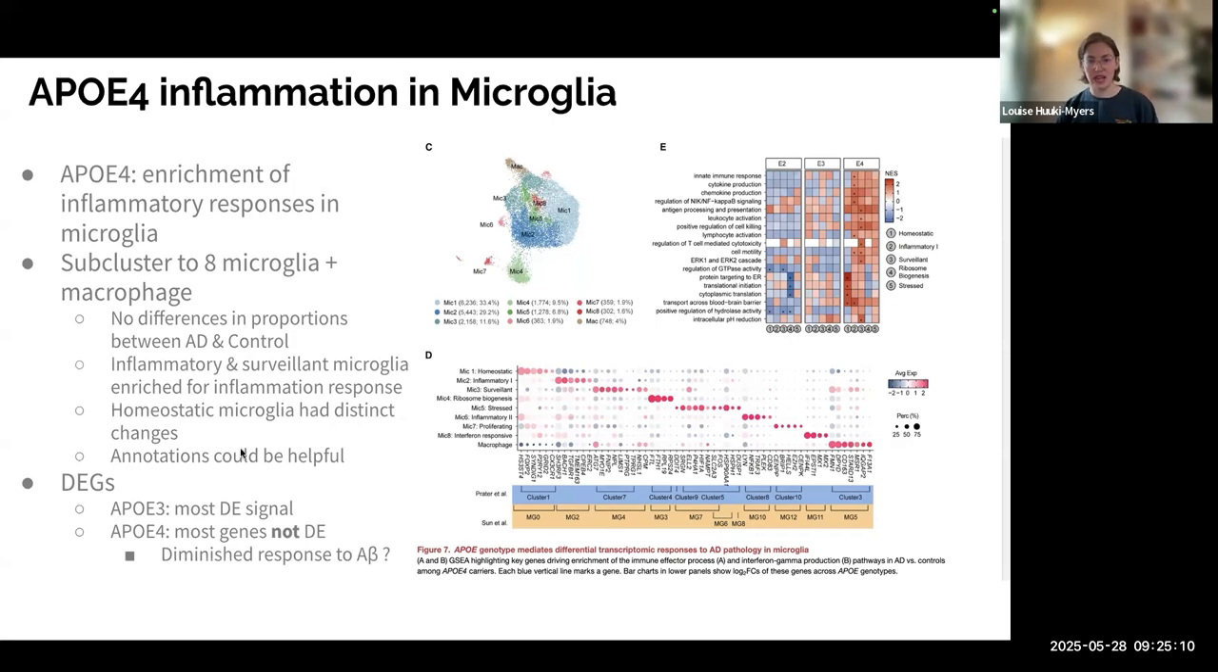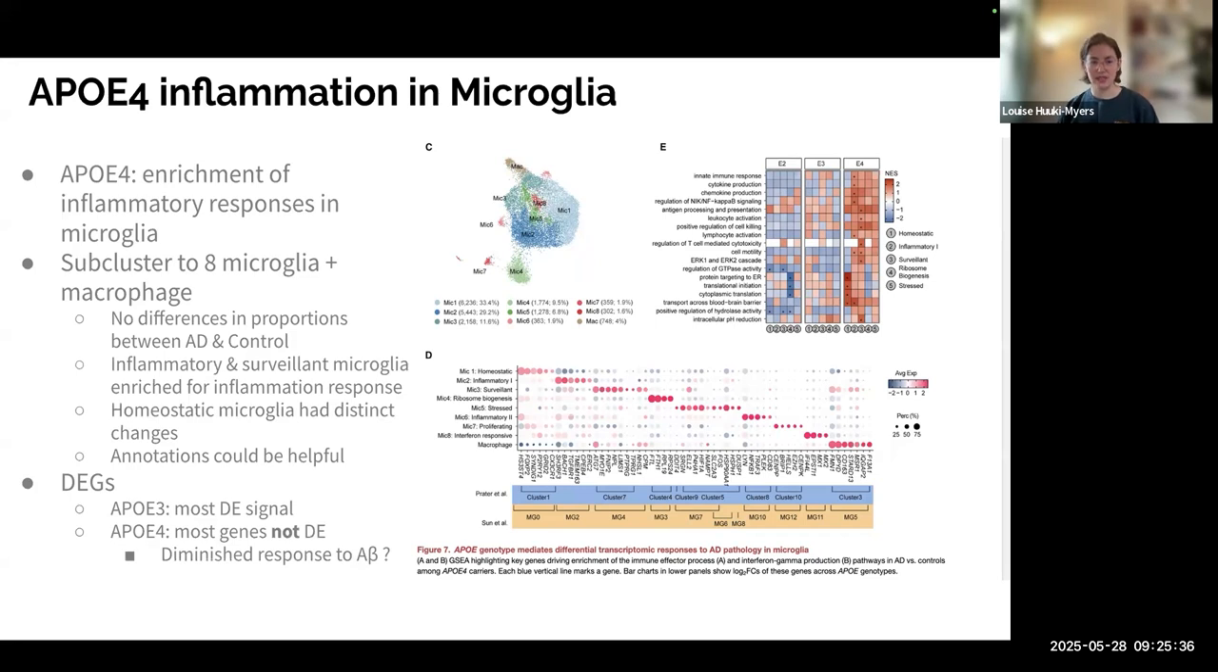And then I also noted that their annotations, because they drew on two other papers, the Sun et al. and the Printer et al., for marker genes and these annotations, could be helpful for our study where we're looking at microglia subpopulations as well. For differential expression, ApoE3 had the most differential expression signal.